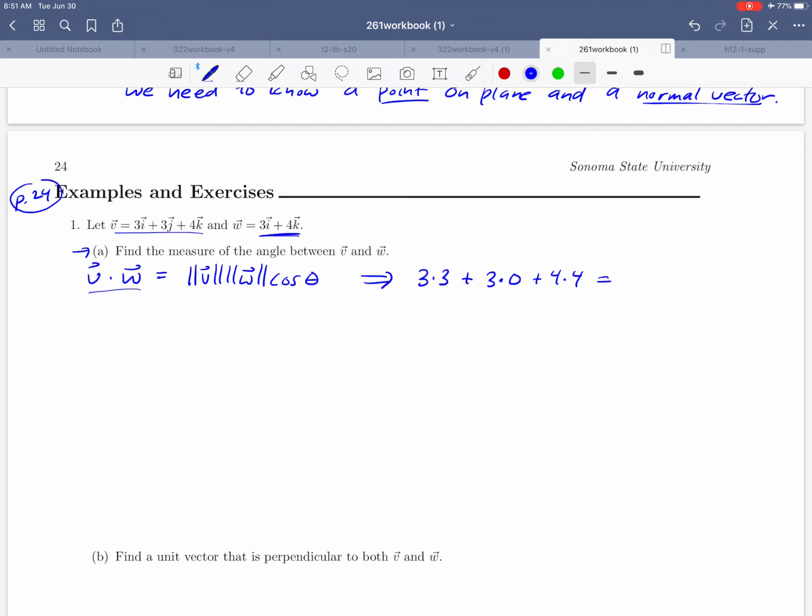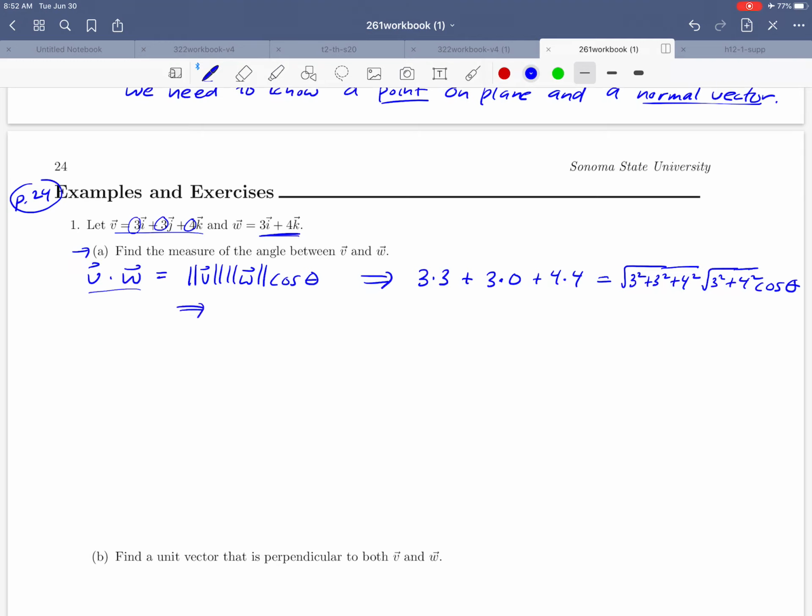And then the lengths, let's see, we may run out of room here. So the length of v is going to be the square root of 3 squared plus 3 squared plus 4 squared. And then the length of w is going to be the square root of 3 squared plus 4 squared. Sorry to write so small on you here. Times the cosine of the angle.